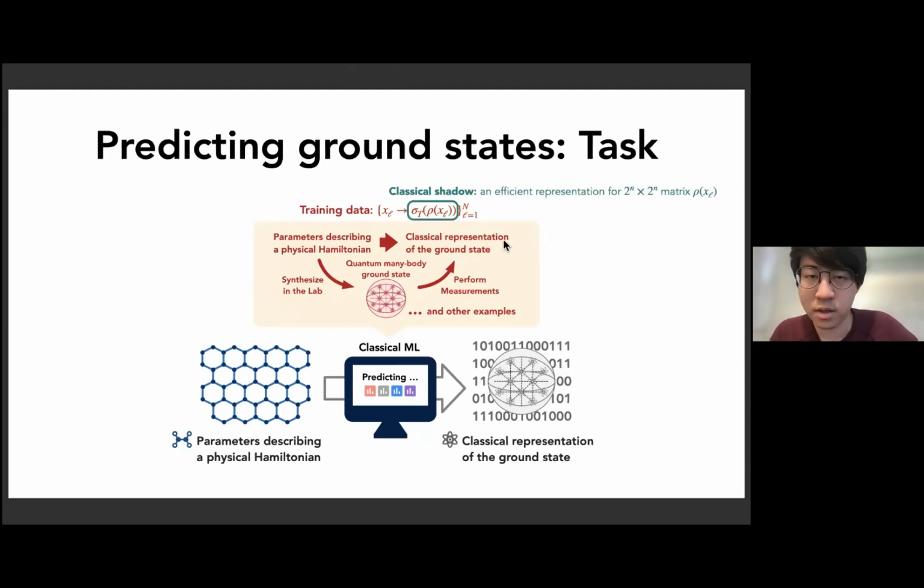Here, for the theoretical analysis, we're going to focus on classical shadow representation, which is an efficient representation that holds for any quantum state. But in practice, one could consider some more restricted format of classical representation. So now, after learning from this training data, the classical machine learning algorithm will be given a new parameter that describes a new Hamiltonian that has never been constructed in the lab. And the goal of the machine learning algorithm is to be able to predict a classical representation for the ground state corresponding to that new Hamiltonian.